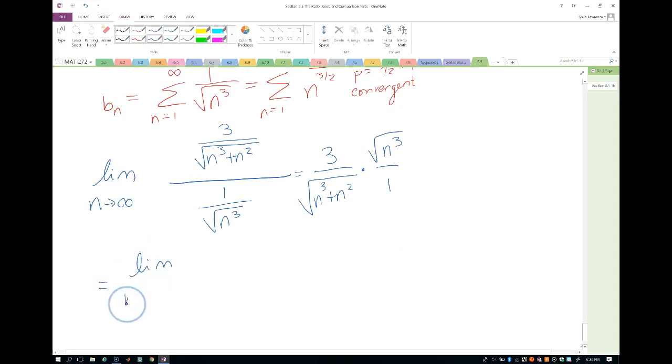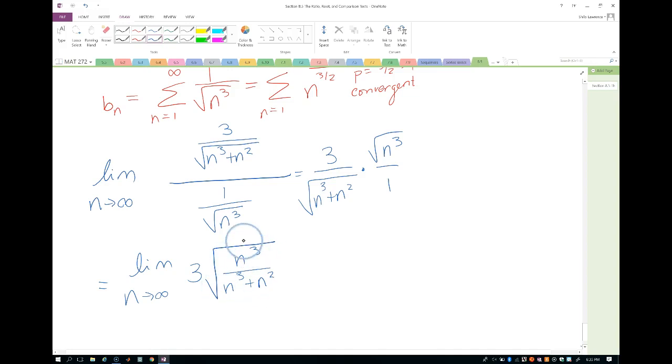So now we've got the limit as n approaches infinity. Well, part of my numerator and part of my denominator are both under a square root, so we could really combine them into one large square root. I've got 3 times the square root of n cubed over n cubed plus n squared.